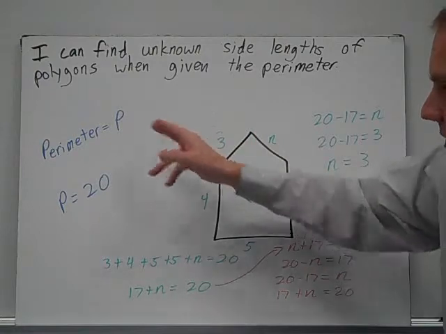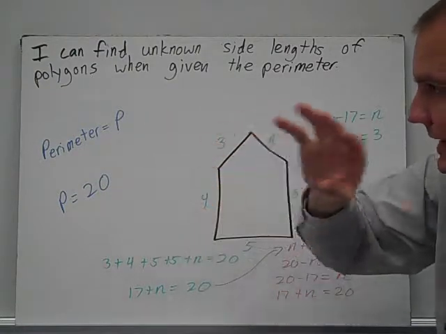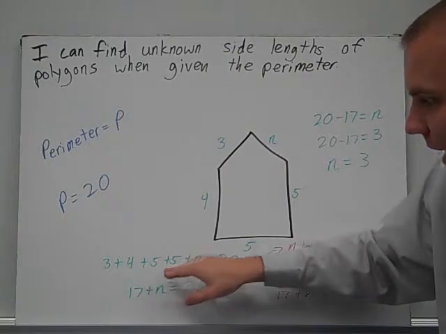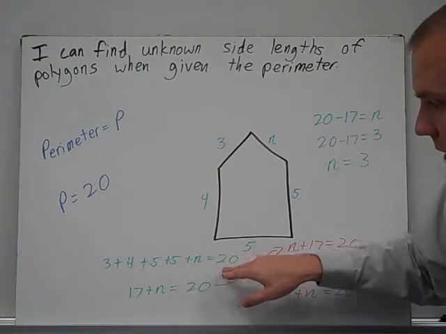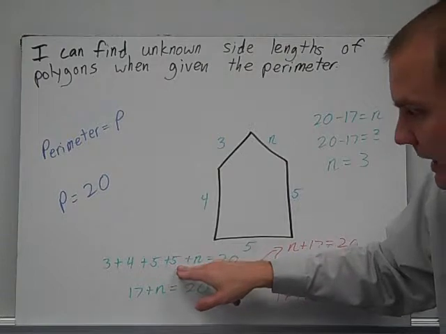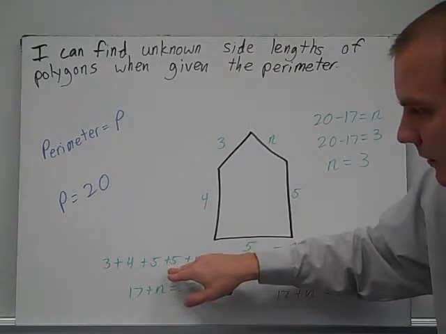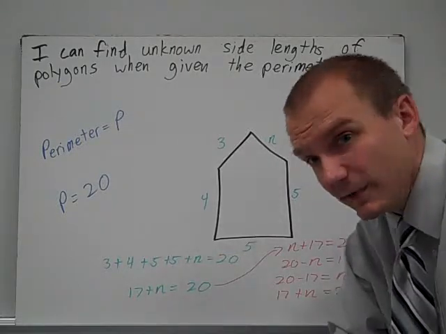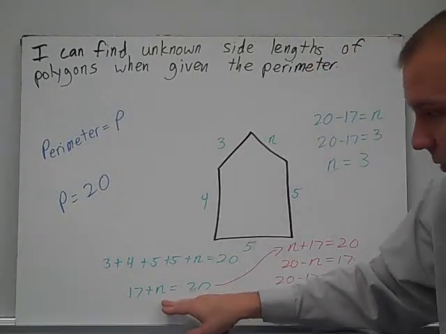But what I do know is how perimeter works. Perimeter is adding up all the side lengths. So I do 3 plus 4 plus 5 plus 5 plus N equals 20. Well, I don't know N, but I can add up all of these other numbers. 5 plus 5 is 10, plus 3 is 13, plus 4 is 17. 17 plus N equals 20.